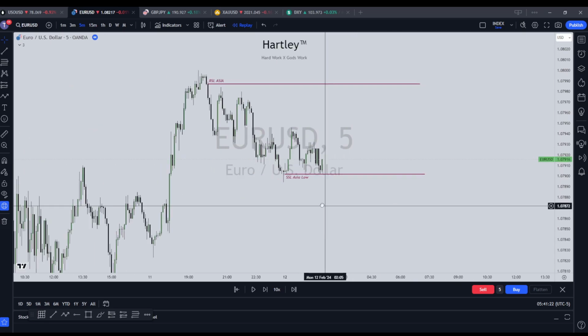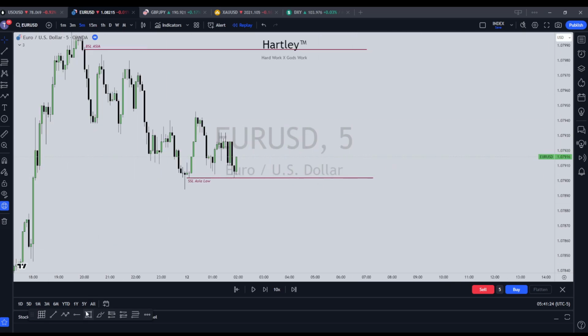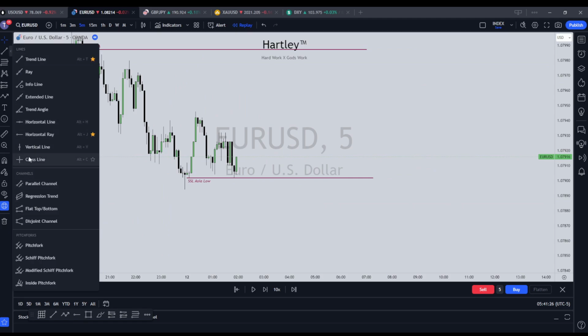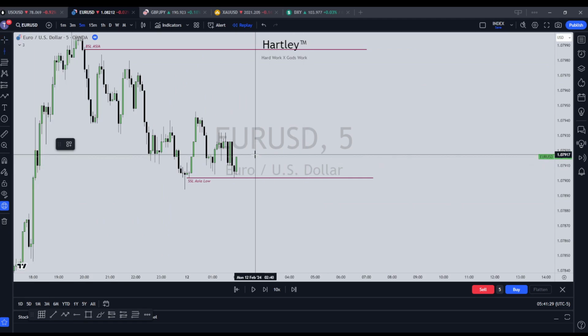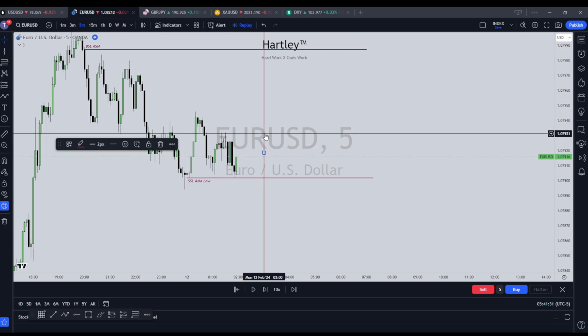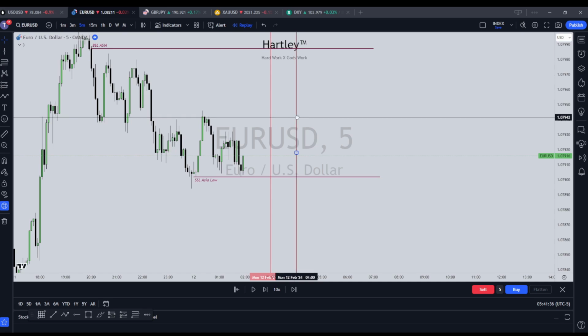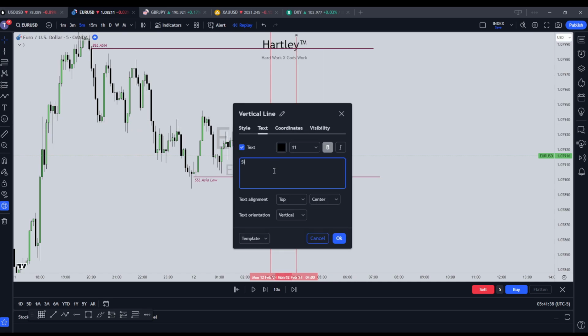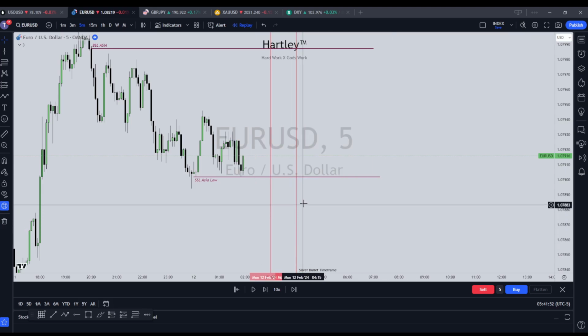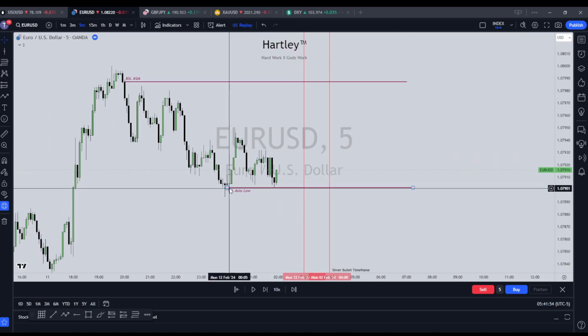I'm going to go to the 5 minutes as well. And then once I'm on the 5 minutes, I also want to mark off my vertical lines for 3 a.m. to 4 a.m. It's going to be there, and it's going to be my silver bullet time frame. So I only want to take a trade within this time zone over here. Right, so let's wait and see.